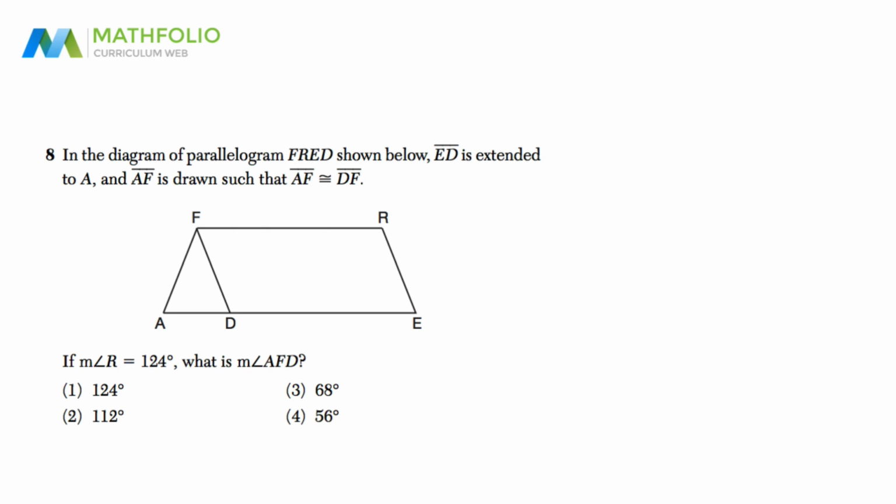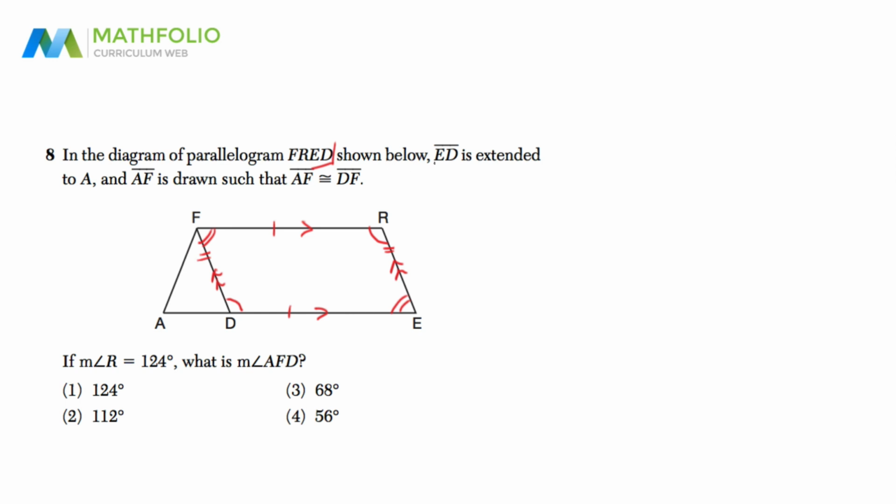Alright, so we're told to label a few things here in the diagram of parallelogram FRED. If F to R to E to D is a parallelogram, we know a few things. We know these two are parallel, these two are parallel. We know this is congruent to this, and these two are congruent. We also know this angle here is congruent to its opposite, as is E and F, both congruent.